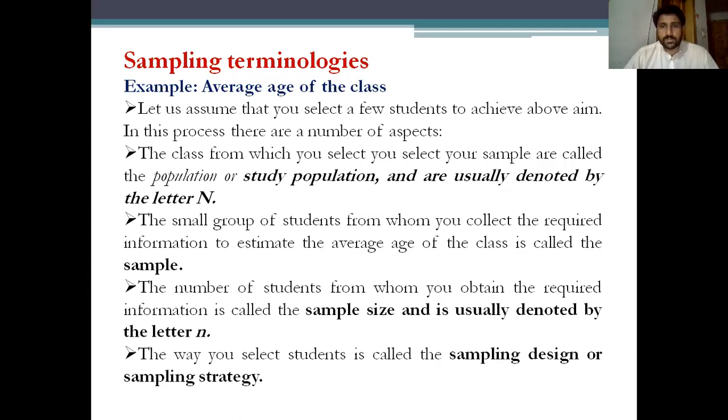And the small group of students from whom you collect the information to estimate the average age of the class is called the sample. Each individual person whom you have taken as a participant of the study, instead of the whole class, each individual student is your sample. The number of students from whom you obtain the required information is called the sample size, usually denoted by a small n. A larger number, capital N, shows the population, and small n shows the sample size. And the way you select the students is called the sampling design or sampling strategy.